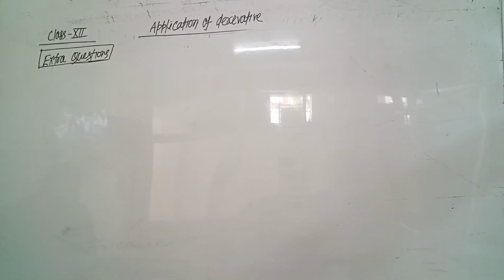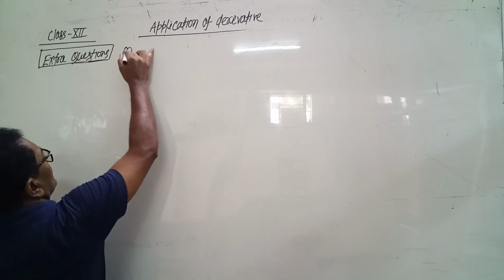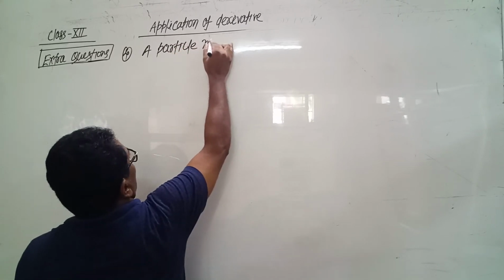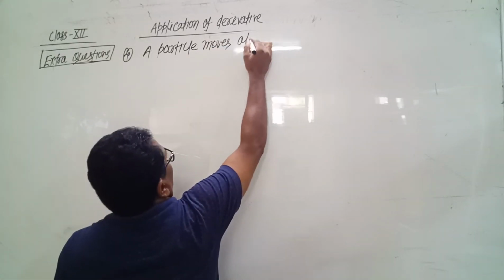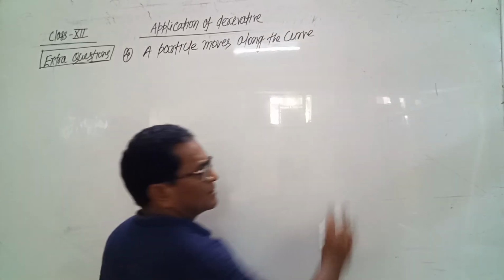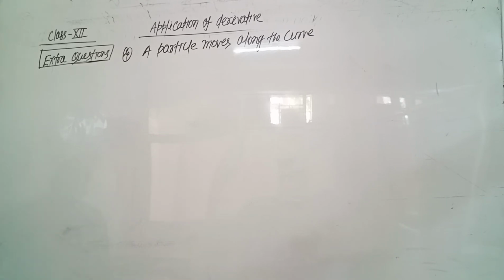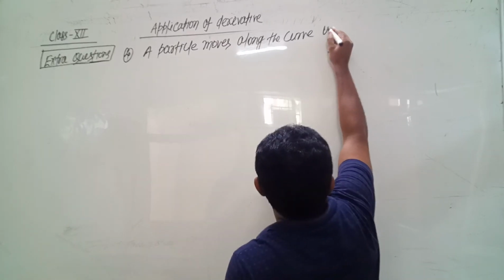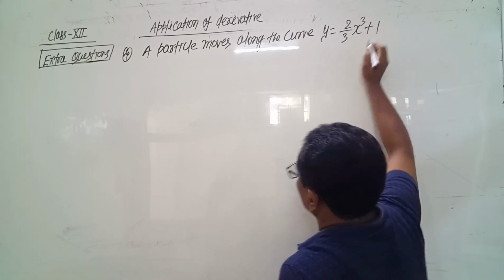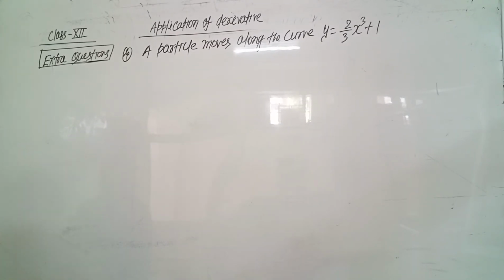Next question. A particle moves along the curve y equals 2 by 3 x cube plus 1.